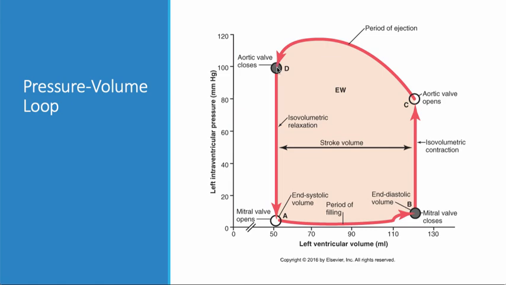Now the aortic valve closes because the pressure in the aorta is higher than the pressure in the ventricle. And now the period of isovolumic relaxation begins. And during that time, there is a tremendous drop off in pressure inside the ventricle. And then when the mitral valve opens, that begins the period of filling again. So that's exactly what's going on in terms of pressure and volume in the ventricle during the cardiac cycle.